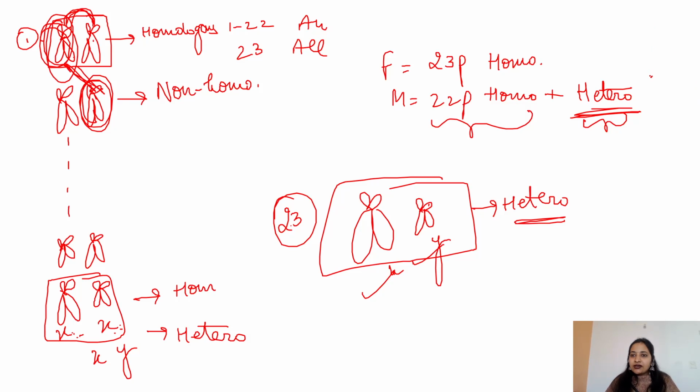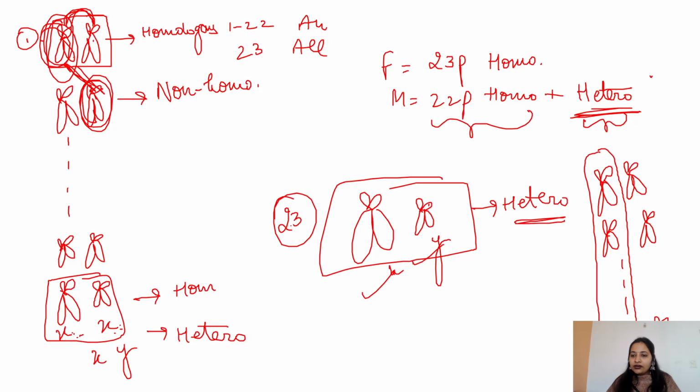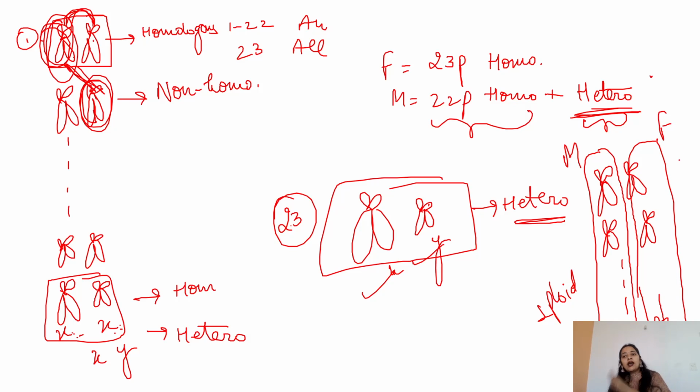So one complete set. Suppose this is one pair, this is the second pair of chromosomes, and so on till the 23rd pair, right? So this complete one set of chromosomes that came from mother is known as one ploid. And this other set of chromosomes comes from father. So this is known as another ploid. So in humans, we have two ploids, one set of chromosomes from mother, one set of chromosomes from father.